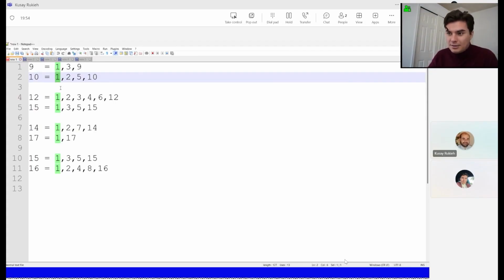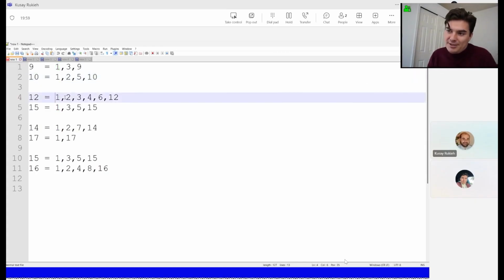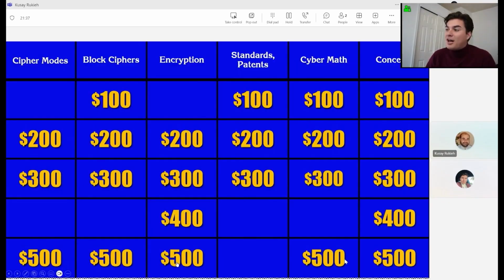How about 12 and 15? They share other factors, 1 and 3 right here, so those are not coprimes. Because remember, in RSA we select two prime numbers, two large prime numbers, but actually they are coprimes. They don't share any factors. This is why you cannot guess one from the other in RSA. If I give you that number, you cannot guess the other because they are coprime. They don't share anything.